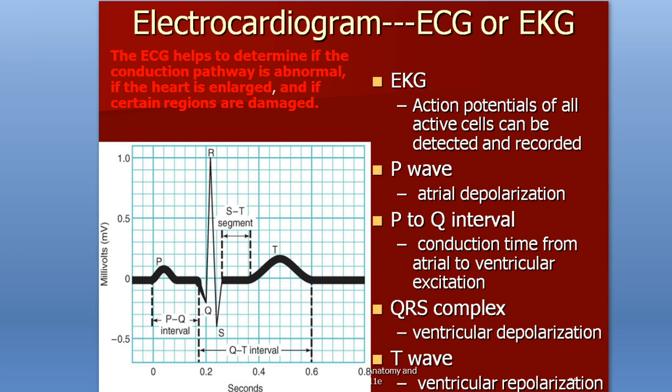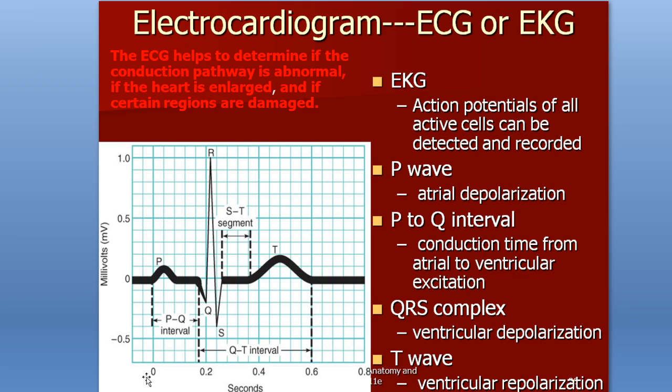But the electrocardiogram is going to be showing us the movement of action potentials through the heart. And so this creates a couple of things. It creates some waves that are going to show depolarization and repolarization. And so it says that the P wave shows us atrial depolarization. The P to Q interval is the conduction time through the ventricles. The QRS complex is our ventricular depolarization, and our T wave is our ventricular repolarization.